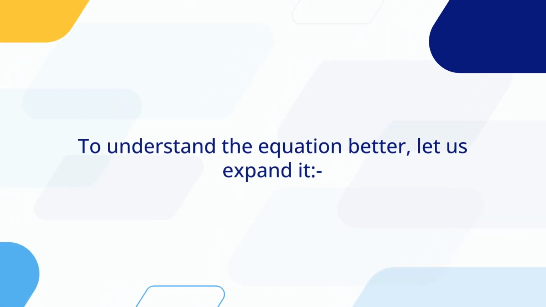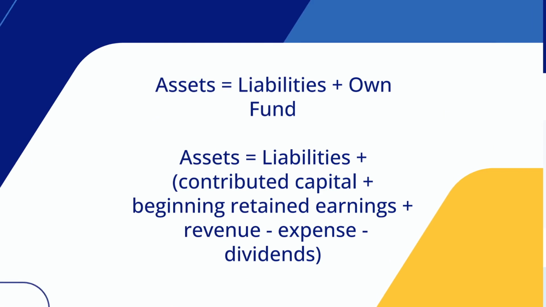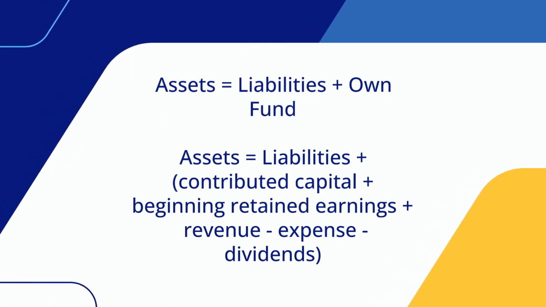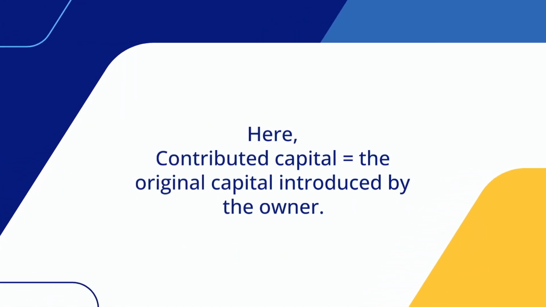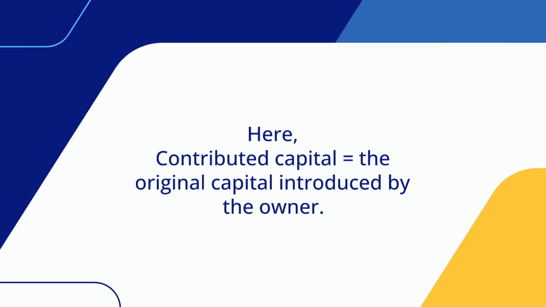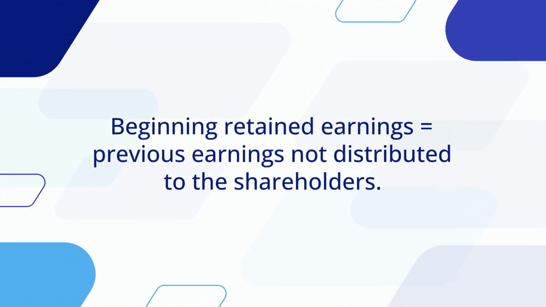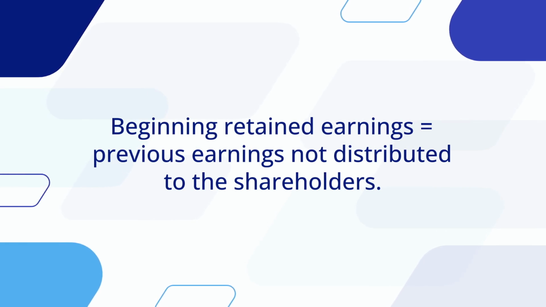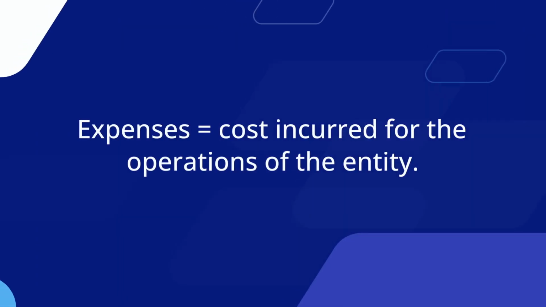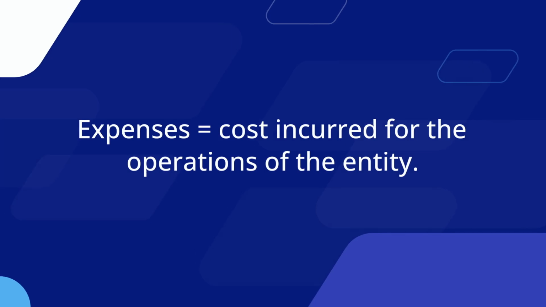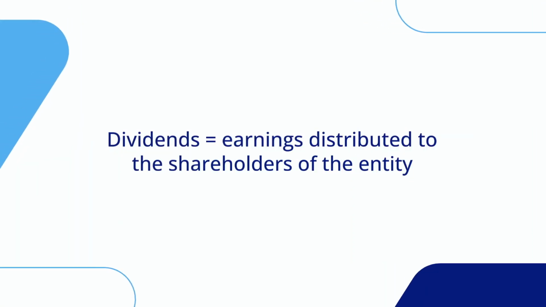To understand the equation better, let us expand it. Assets is equal to liabilities plus own fund, or assets is equal to liabilities plus contributed capital plus beginning retained earnings plus revenue minus expense minus dividends. Here, contributed capital is the original capital introduced by the owner. Beginning retained earnings is the previous earnings not distributed to the shareholders. Revenue is generated from the ongoing activities of the business, and expenses are the cost incurred for the operations of the entity, and dividends are the earnings distributed to the shareholders of the entity.